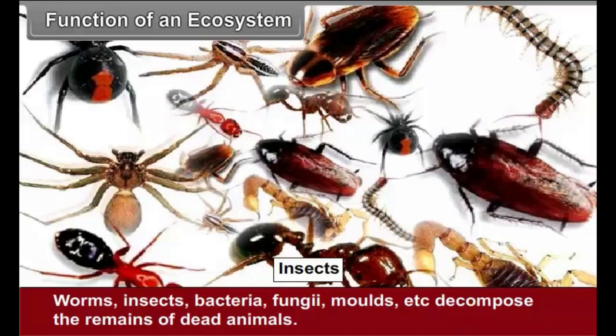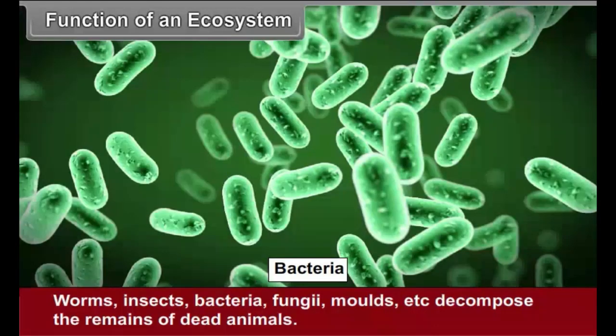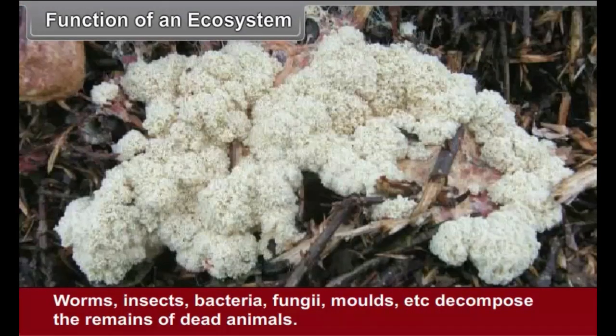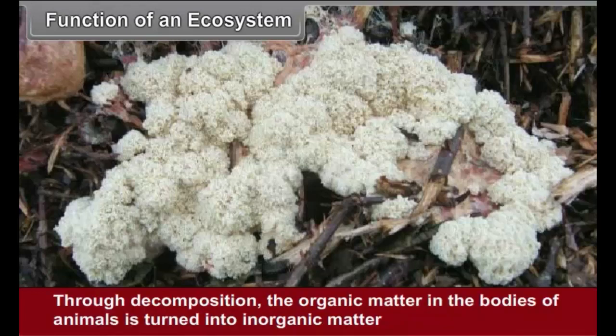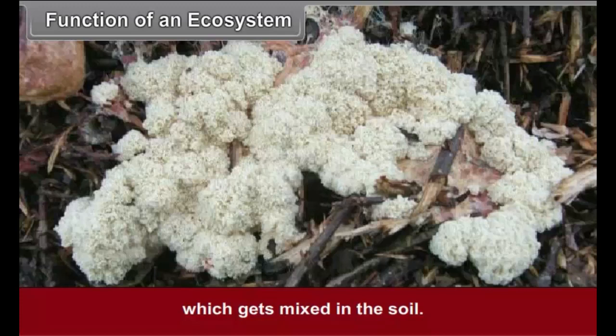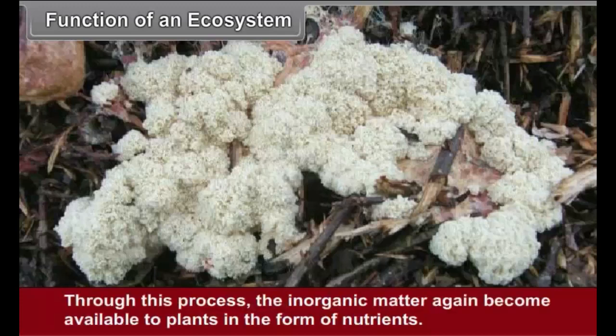Worms, insects, bacteria, fungi, molds, etc. decompose the remains of dead animals. Hence, they are called decomposers. Through decomposition, the organic matter in the bodies of animals is turned into inorganic matter which gets mixed in the soil. Through this process, the inorganic matter again becomes available to plants in the form of nutrients.